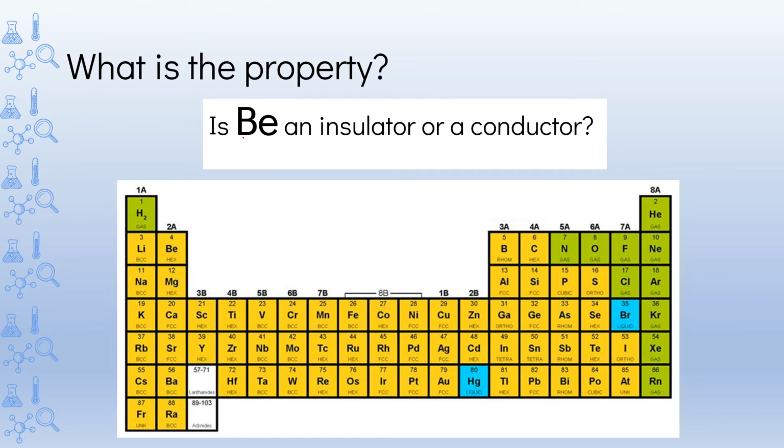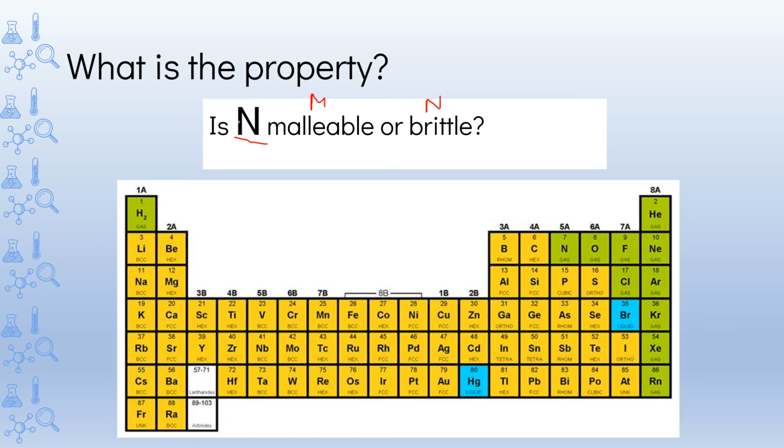Our next one here is beryllium. Beryllium is right here. Beryllium is on the left-hand side, therefore it's going to be a conductor. How about nitrogen? Is it malleable or brittle? In your head, you should go bing. Malleable means flattened into a sheet of some sort. So I gotta decide, is it a metal or is it a non-metal? So nitrogen is brittle because over here, it is a non-metal, therefore it is brittle.